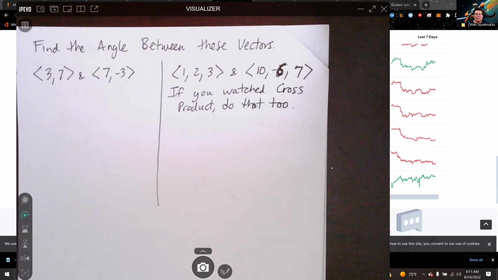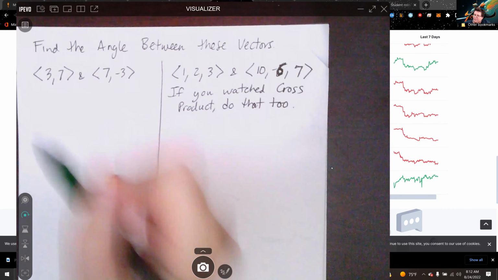So good morning, everyone. This is a little bit of a warm up for you. And if you looked at the cross product video, which you didn't need to do because we're doing it tomorrow, you have a little bit more you can try. The first one's pretty easy. What'd you guys get for this part over here on the left?